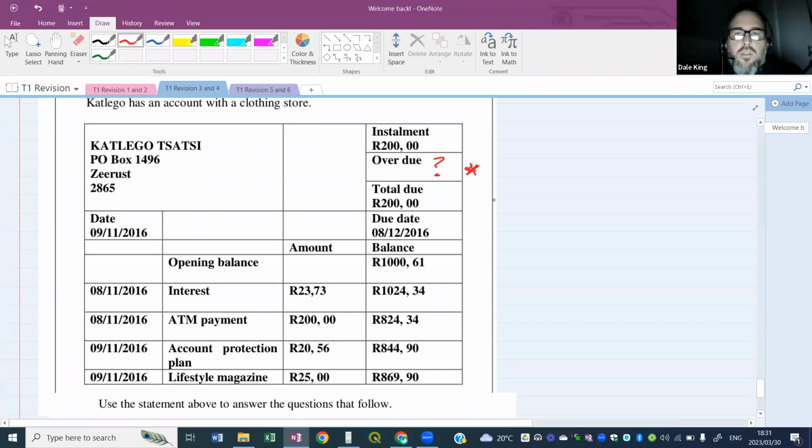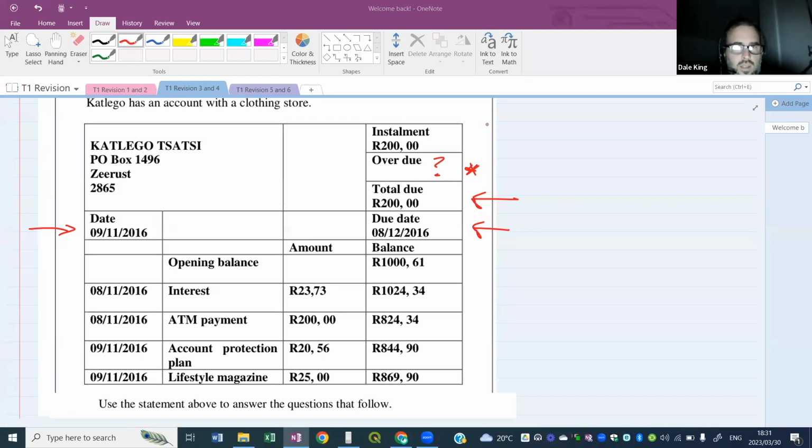Total due for this month. So this little cell here is the total due for this month's statement. The due date for that 200 Rand will be the 8th of December. So this total due of 200, you need to pay by this date. And over here on the left-hand side, that date is the date of the statement. So this is a November statement, and they're saying, on the 9th of November, hey, you owe us some money. You're going to have to pay 200 Rand in about a month's time. So you must make sure that you pay before the 8th of December.